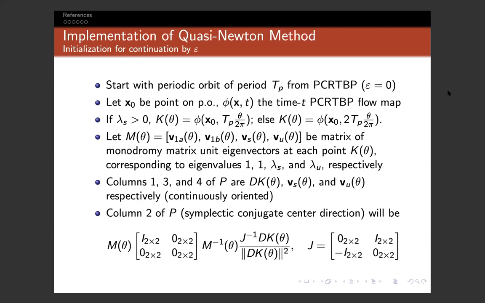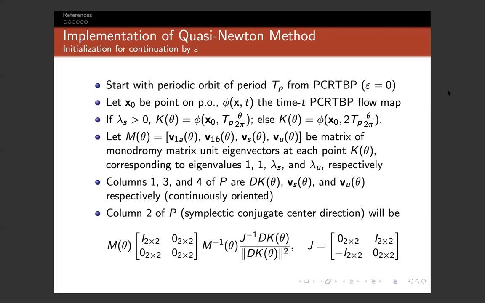Otherwise, if the eigenvalues are negative, you have to loop around twice just in order to have the bundles oriented properly for the equations to be solved later. And so now let m of theta be the matrix which has the unit eigenvectors of the monodromy matrix at each point k of theta. Since this is a periodic orbit, this is perfectly well defined right now. And these should just be the eigenvectors corresponding to 1, 1, lambda s, and lambda u. So the columns 1, 3, and 4 of P are essentially the same, except you have to make sure they're oriented continuously.